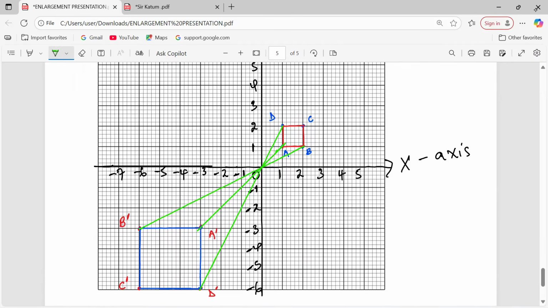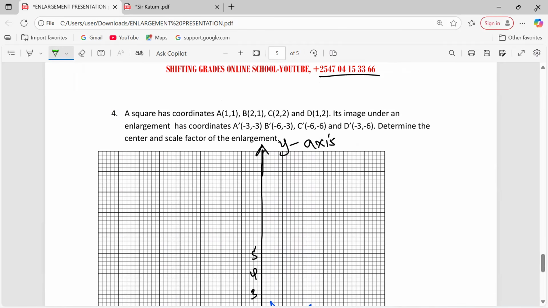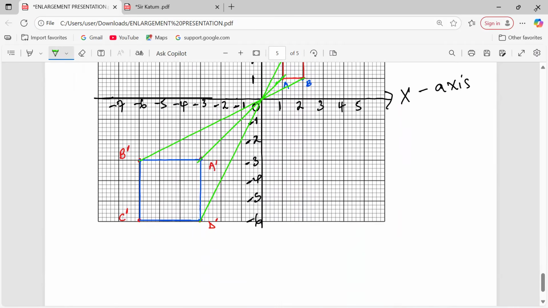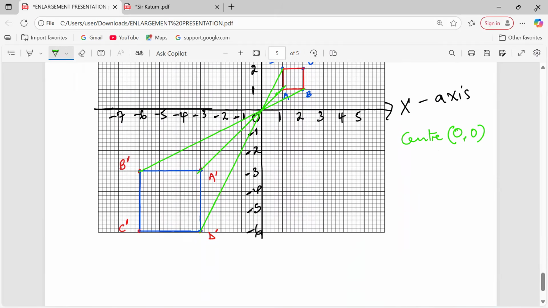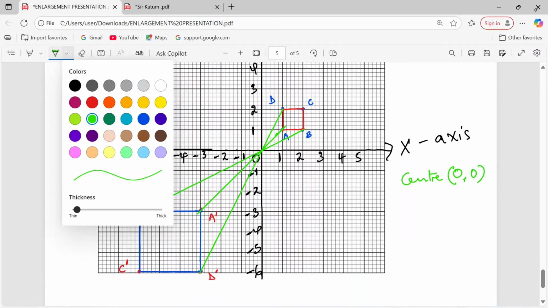Therefore, in this case, we will say that our center of the enlargement, remember, our demand statement here is saying determine the center and scale factor of the enlargement. Therefore, the center has already been identified. This is coordinate 0, 0. That's our center of the enlargement. Then the next thing shall be determining the scale factor of the enlargement.